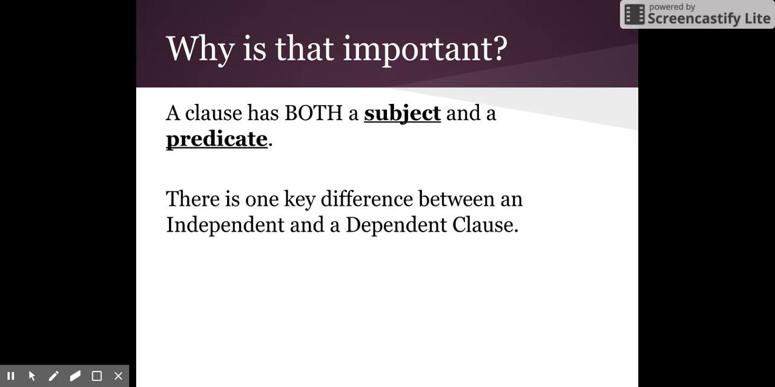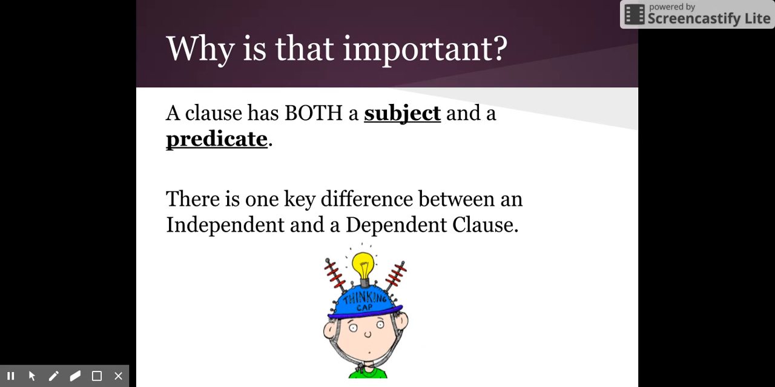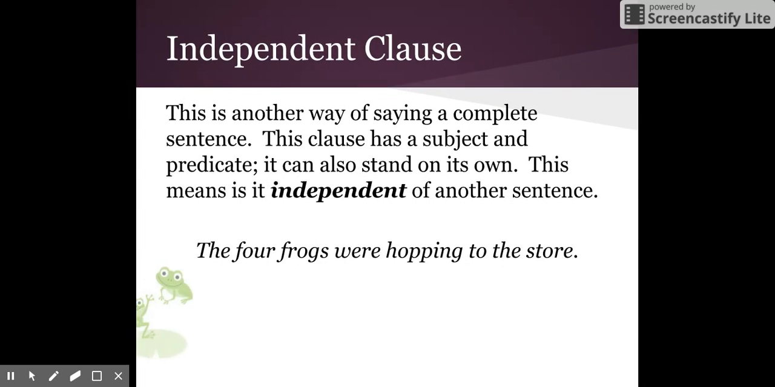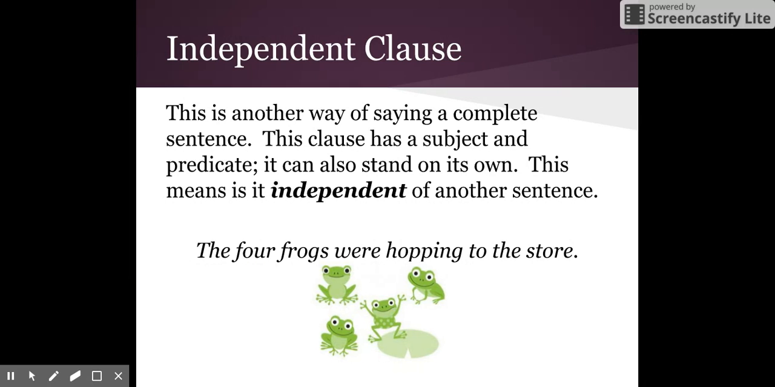So what is a clause? A clause, not the Santa, has a subject and a predicate. And there is a really key difference between an independent clause and a dependent clause. And if you think about what those two words mean, that's going to actually really help you out here. If something is independent, it can stand on its own. It's a way of saying a complete sentence.